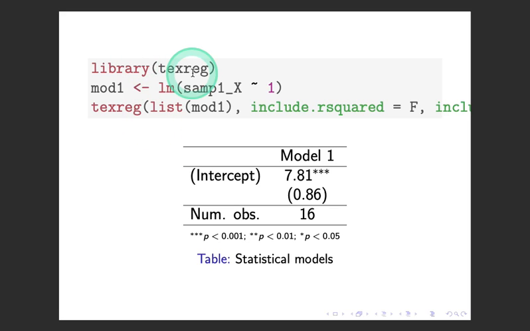So we load the TechRec package and we use this. This is basically a regression way of finding the mean. So the mean is estimated in the sample to be 7.81. There are 16 observations here.